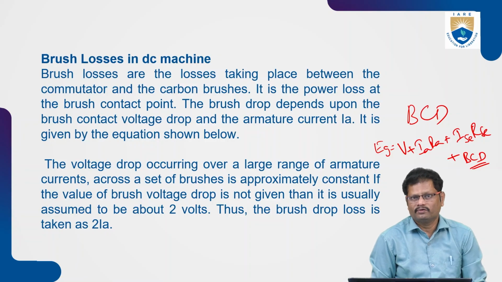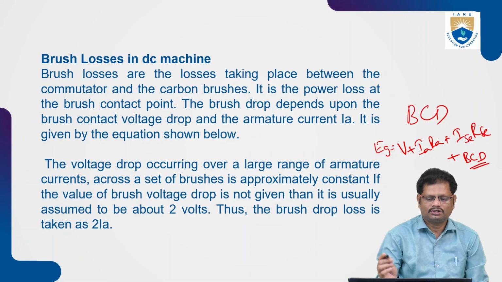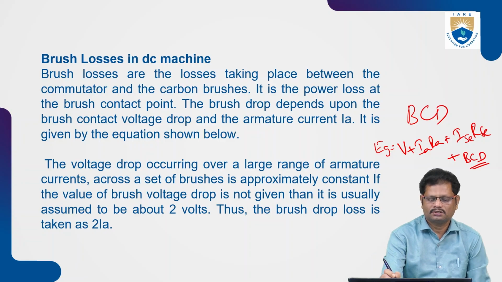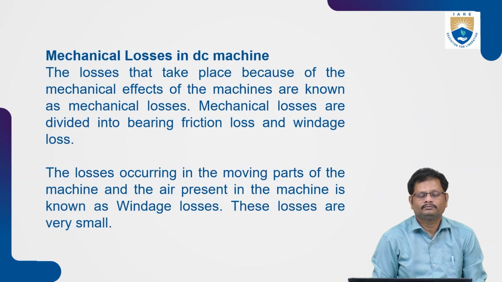The voltage drop occurring over a large range of armature currents across a set of brushes is approximately constant. If the value of brush voltage drop is not given, then it is usually assumed to be about 2 volts. Thus, the brush contact drop is taken as 2 into 2 volts. So, 2 volts per brush is generally the brush contact drop.